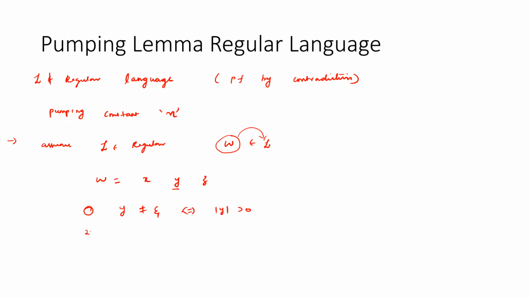So the second condition is the length of xy should be less than or equal to n. By n I mean the pumping constant here, right? And third is, for all k greater than or equal to 0, it happens that x y repeated k times z is also in L.